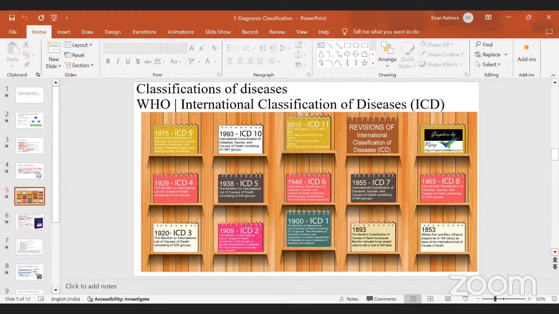So this is basically a part of our mental health in ICD-10. Chapter 5 was given for mental health illnesses and behavioral disorders.